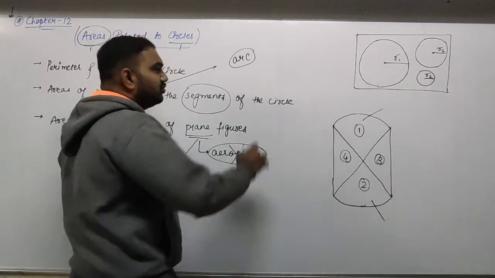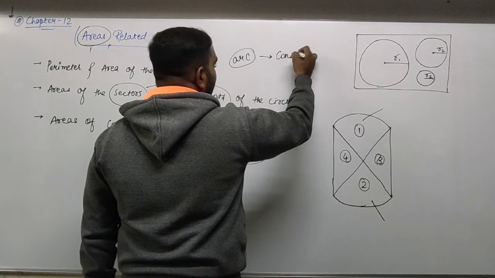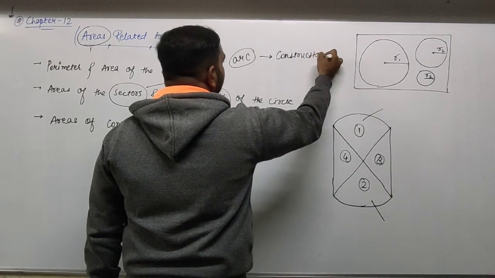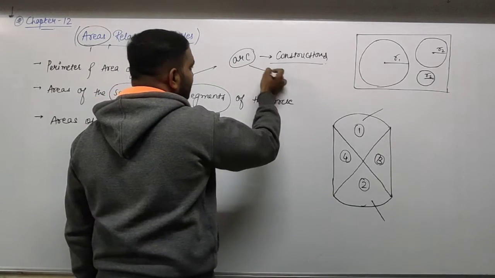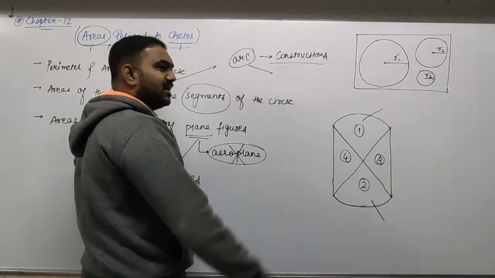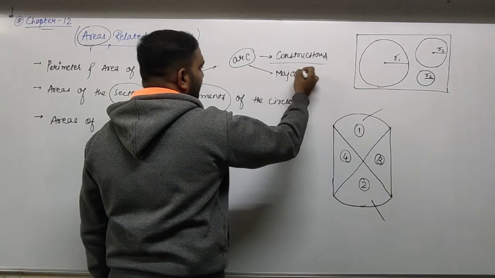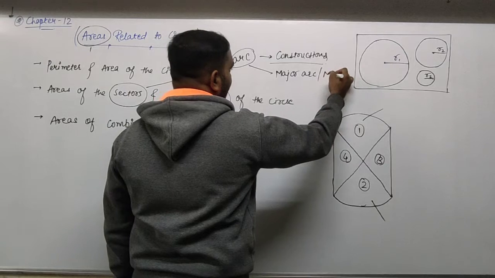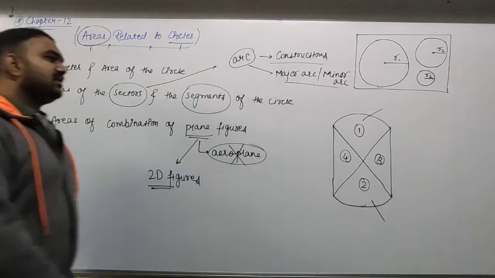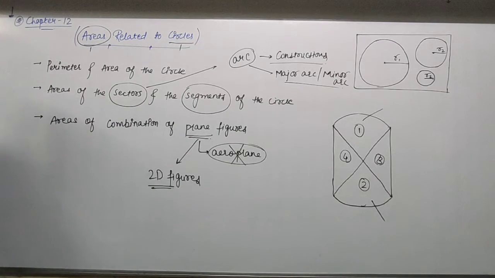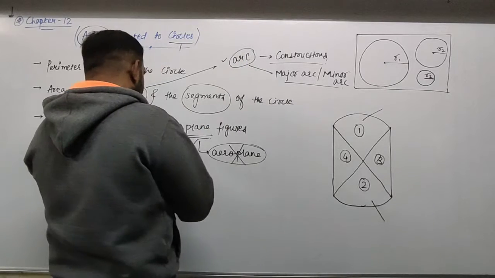Arc, you must have heard. Where did we hear it? In Chapter 11, Standard 9, Constructions, and before that in Standard 8 or 9, in the chapter on Circles, where major arc and minor arc came up. Right? So these are the places where you have studied or might have known about the arc. So that is what is called an arc.